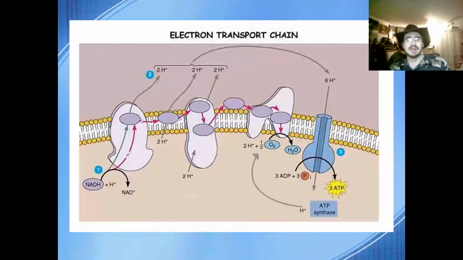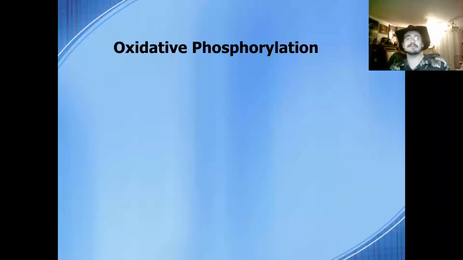At the same time, the electrons move protein to protein until they get to here, where they combine with the hydrogen and the oxygen to make water. And the movement of the hydrogen across this protein is what causes ATP production. It's what allows ADP to combine with phosphates to make ATP.